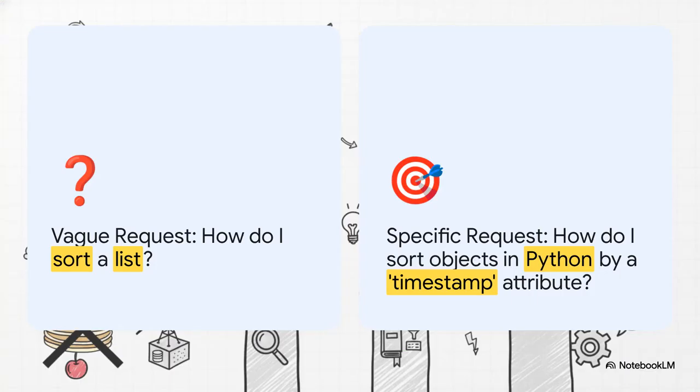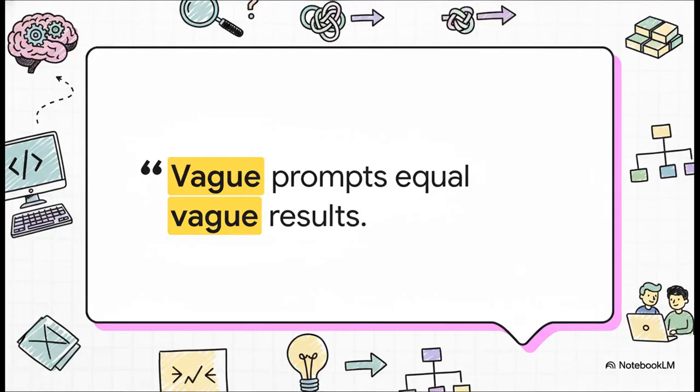Okay, take a look at this. It's a perfect example. On the left, you've got, how do I sort a list? I mean, what does that even mean? The AI is left guessing the language, the data type, everything. But look at the right. The request is so much clearer. How do I sort a list of objects in Python by the timestamp attribute? Bam! That tiny change makes all the difference between a generic, useless answer and a solution you can actually copy and paste.